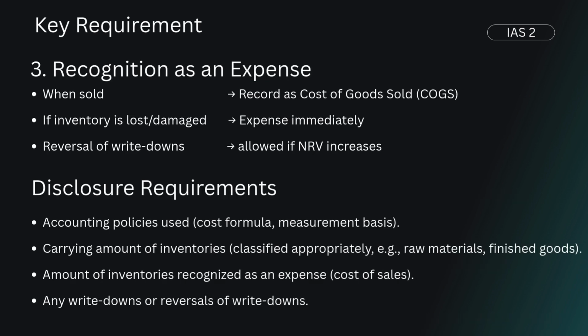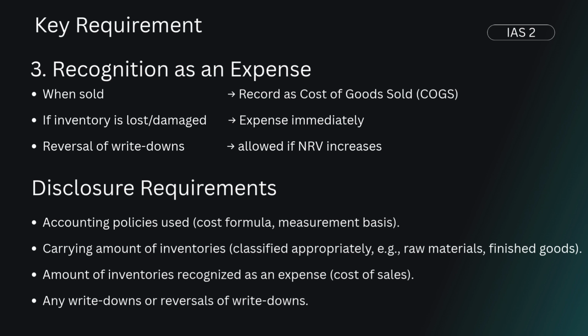The third requirement is recognition as an expense. When inventory is sold, its carrying amount is recognized as cost of goods sold. If inventory is lost or damaged, it should be expensed immediately. If NRV increases, reversal of write-downs is allowed.